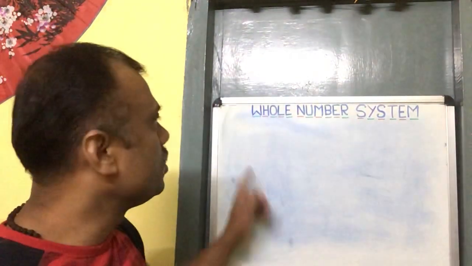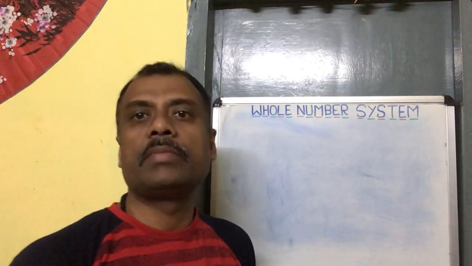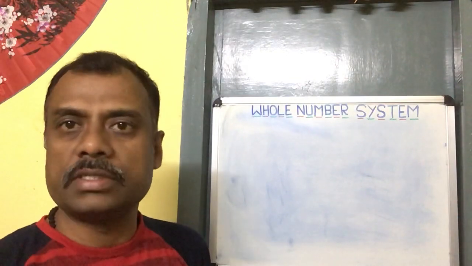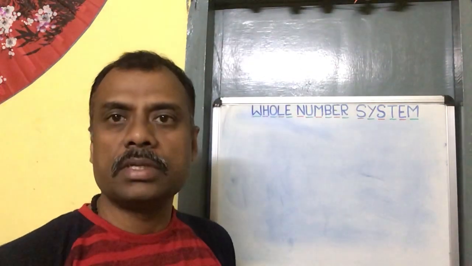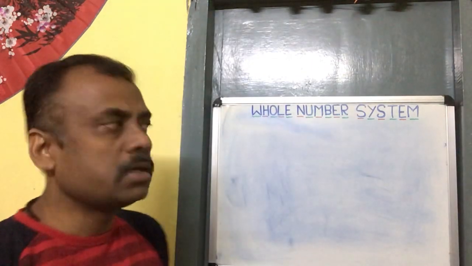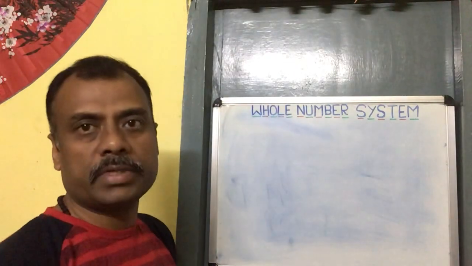Today we will discuss the whole number system. The whole number system is the second number system after the natural number system. In continuation of my videos on number systems, this one is the second number system. So today we will discuss the whole number system.